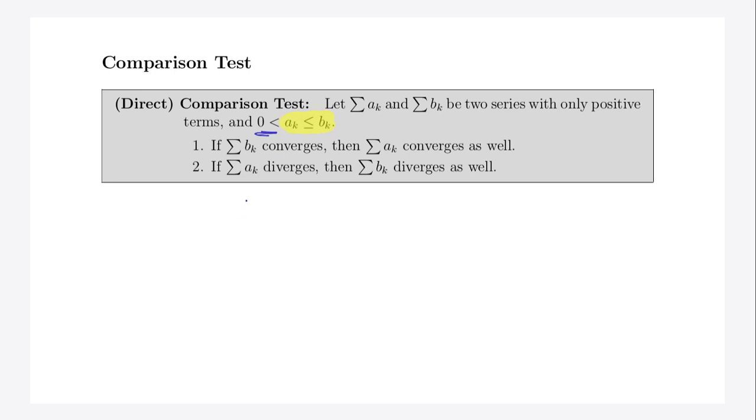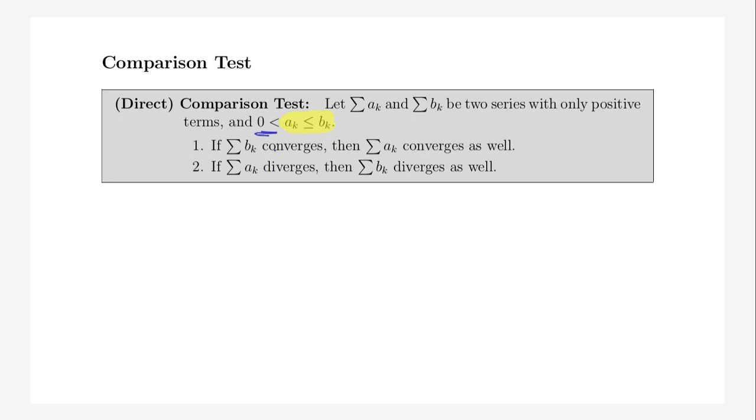So if you have these two series where you can compare the term formulas, and we have this inequality, then we'll say that if the b series converges, then so does a. And if the a series diverges, then so does b. So if we know something about one of these series and we can compare them, we might get lucky and luck into this situation.